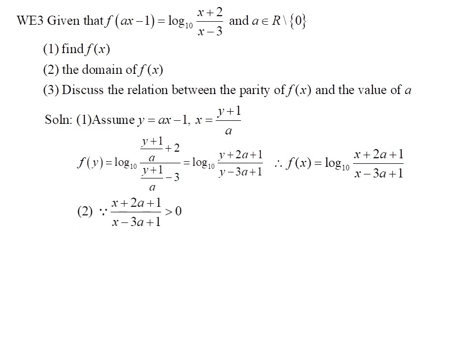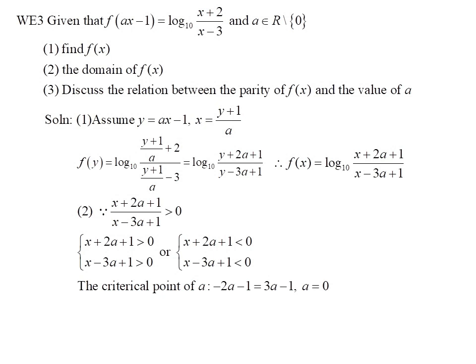The second question is to find the domain of f(x). Since it is a logarithmic function, the argument must be greater than 0. Therefore, we have two pairs of simultaneous inequalities to sort out the domain of f(x). In order to have the argument greater than 0, both numerator and denominator must be greater than 0 or less than 0 at the same time. In the meantime, we also find the critical point of a equals 0, and based on that, we discuss the implied domain of f(x).